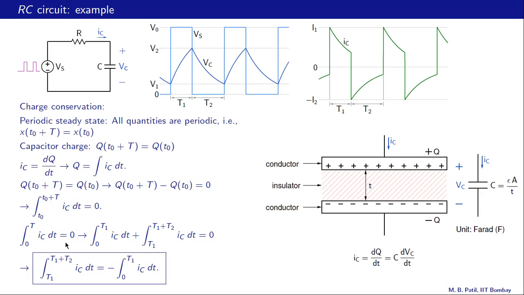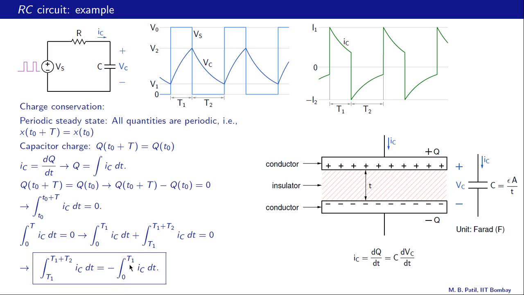And now we can split this into two integrals, one from 0 to t1 and the other from t1 to t1 plus t2. So we can write integral IC dt from 0 to t1 plus integral IC dt from t1 to t1 plus t2 equal to 0. And this equation tells us that integral IC dt from t1 to t1 plus t2 must be negative of integral IC dt from 0 to t1.